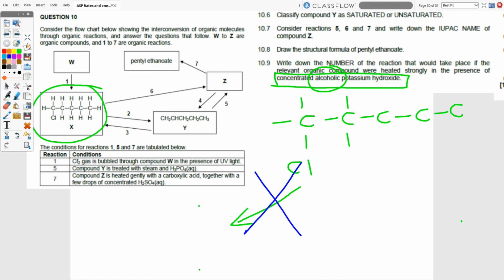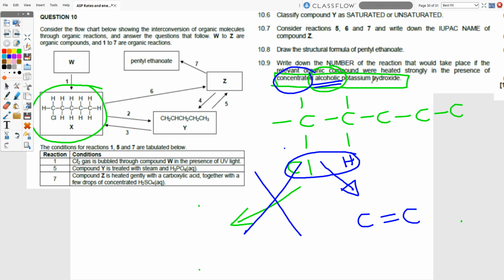So what is going to happen, the other thing that can happen with the Cl is that it can be eliminated totally, not just kicked out and replaced, but eliminated totally. So we're going to kick out the Cl and the hydrogen, and we're actually going to form a double bond. And remember, whenever you go from single bonds to double bonds, it's called elimination. And that is what is going to happen if you have concentrated alcoholic potassium hydroxide, because then you're not going to form an alcohol.